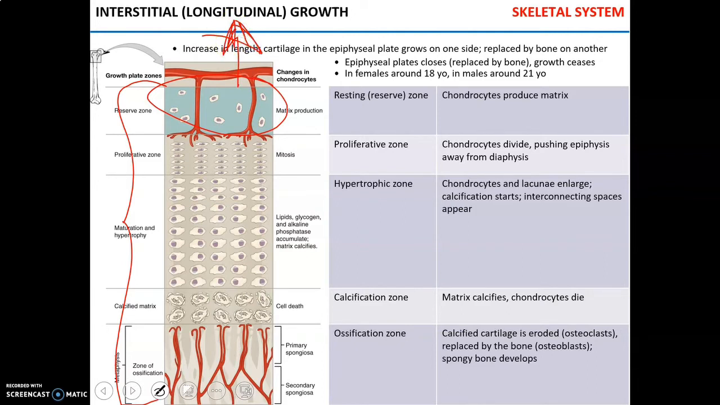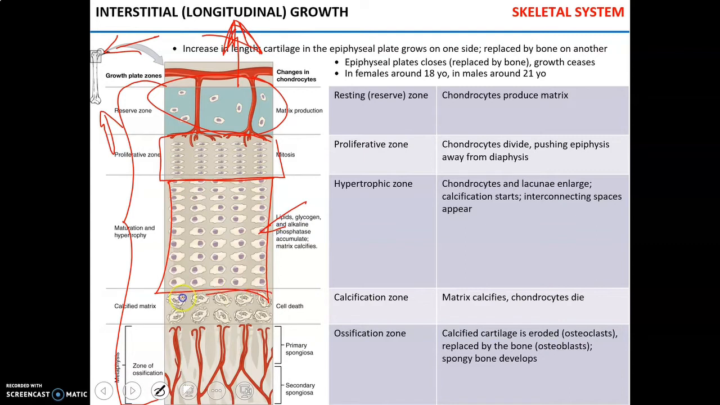In the proliferative zone, chondrocytes divide and they continue to push the epiphysis, the ends of the bone, away from the diaphysis. In the hypertrophic zone here, chondrocytes become bigger, lacunae become bigger, they start to die, and that's where calcification starts. You can see that the tissue becomes less dense, the cavities become bigger.